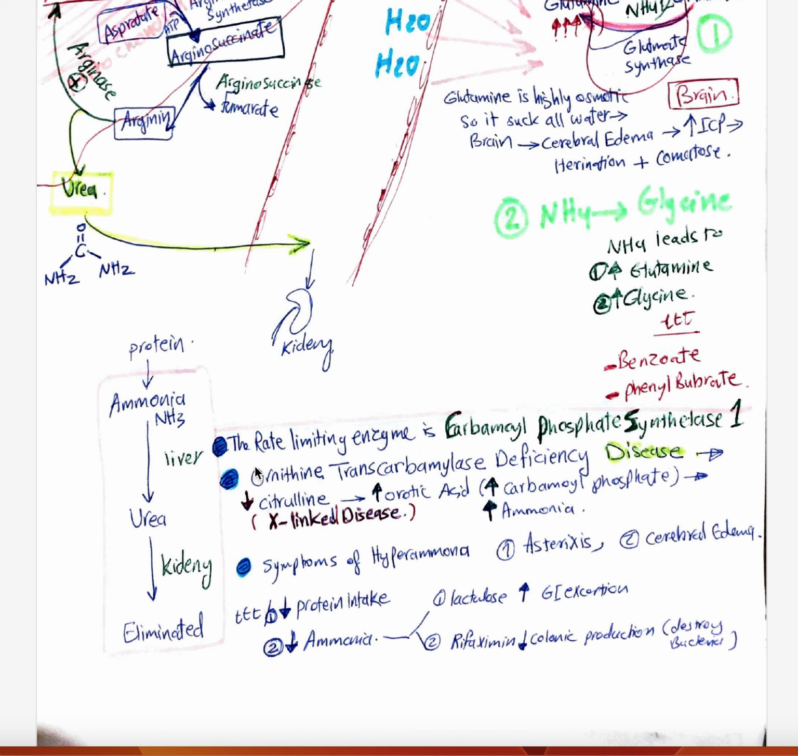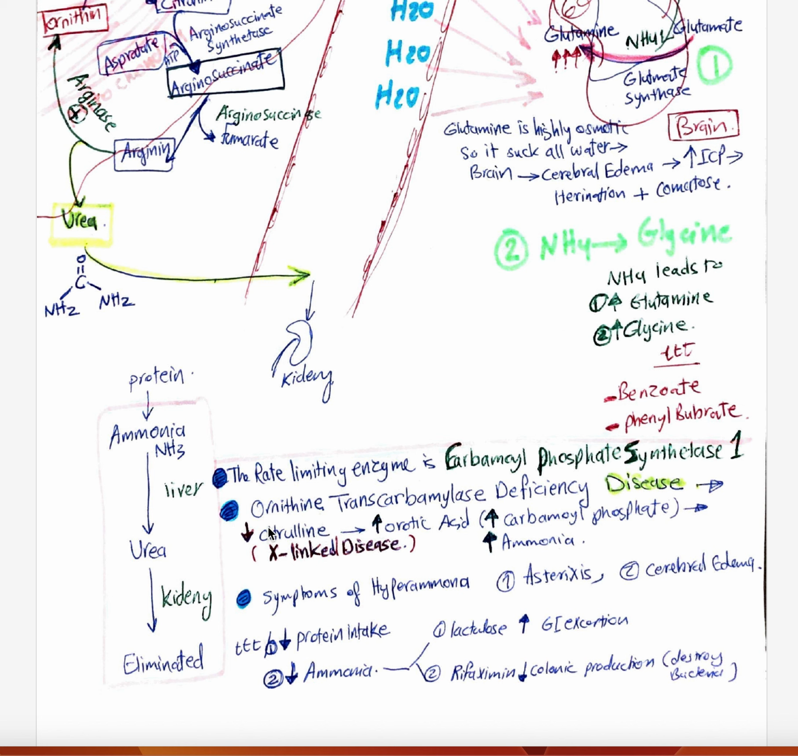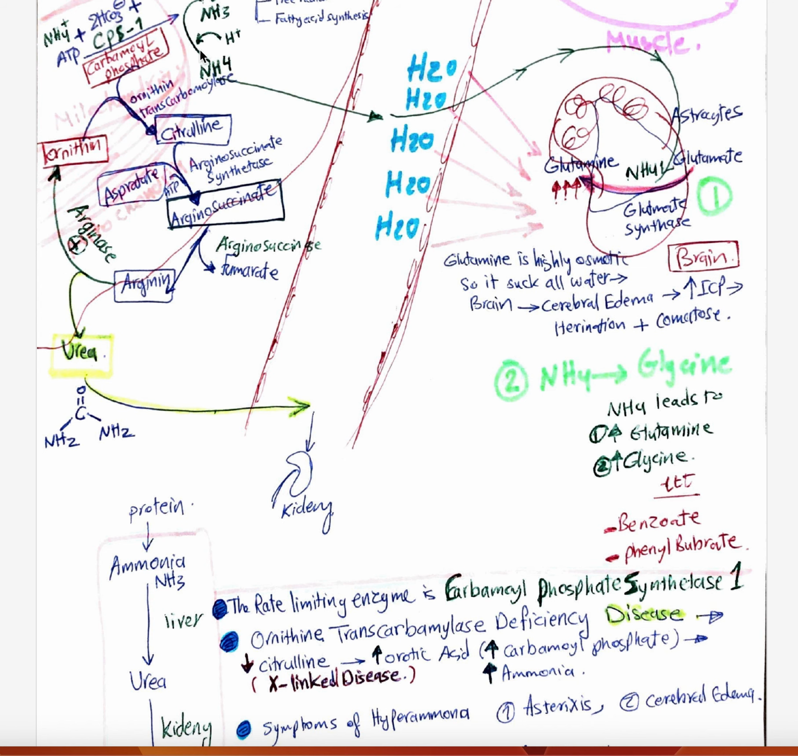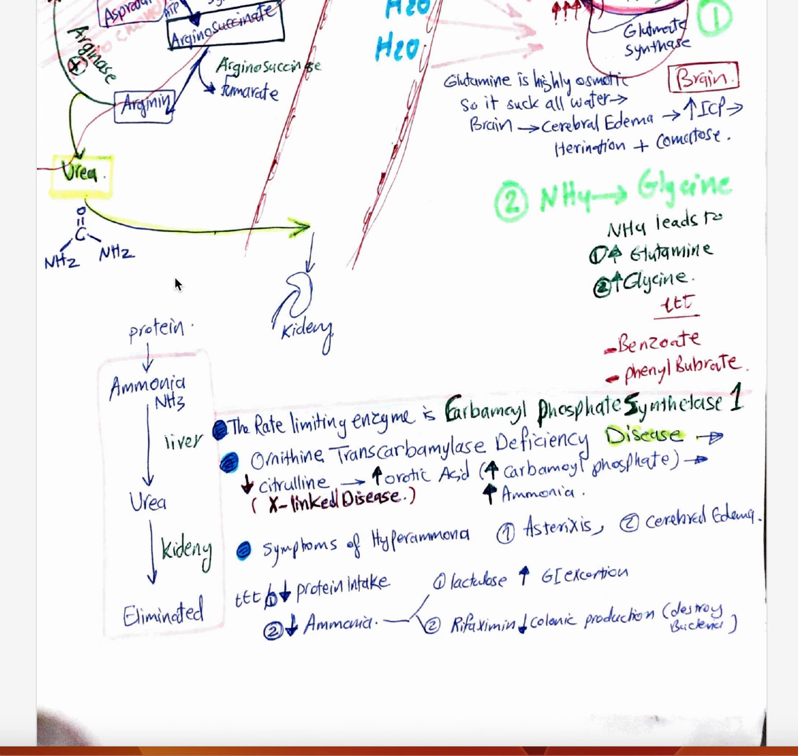We have to know that the rate-limiting enzyme is carbamoyl phosphate synthetase 1. Again, the rate-limiting enzyme is called carbamoyl phosphate synthetase 1. The cofactor is N-acetylglutamate. Okay, we also discussed that after carbamoyl phosphate, it combines with ornithine, and the enzyme is called ornithine transcarbamylase, which forms citrulline.